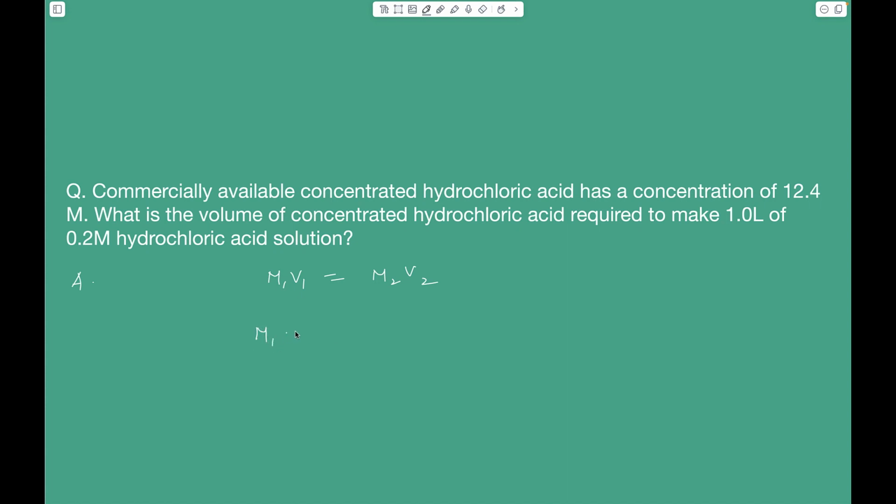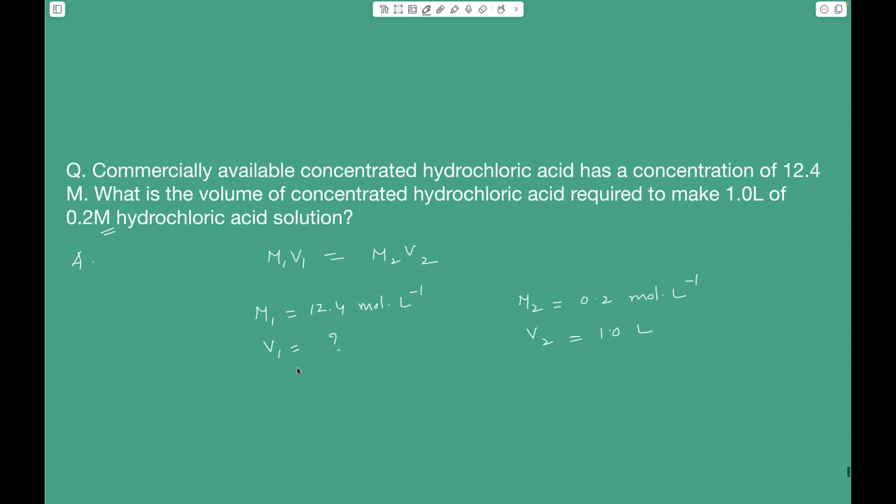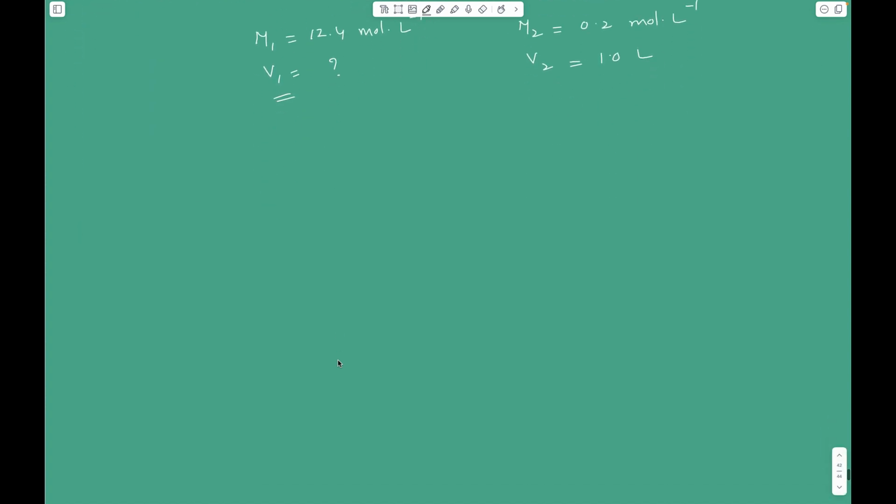Here M1, that is the concentration of the stock solution, is given as 12.4. Remember the units, mole per liter. We are asked to find out the volume of the stock solution required. So we need to calculate the value of V1, and we are given M2, that is 0.2, again mole per liter, 0.2 molar, right? And V2 is given as 1 liter. Substitute these values here and simplify it to get the value of V1. Take that as an exercise.